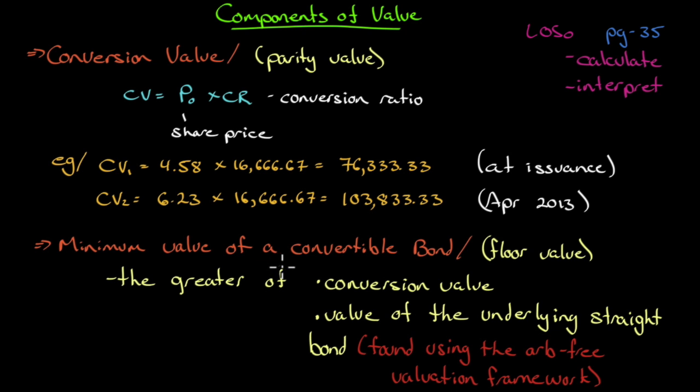The minimum value of a convertible bond. What is the minimum value it can be? It is the greater of its conversion value or the value of the underlying straight bond, which is found using the arbitrage-free valuation framework. The bond we saw was issued at 4.5%. Well, what if interest rates really dropped? If this wasn't a convertible bond but just a straight bond, then it would be worth a lot more than par. So the price of the convertible bond will be either the value of the underlying straight bond as a fixed income investment without any conversion feature, or the conversion value, whichever is greater.